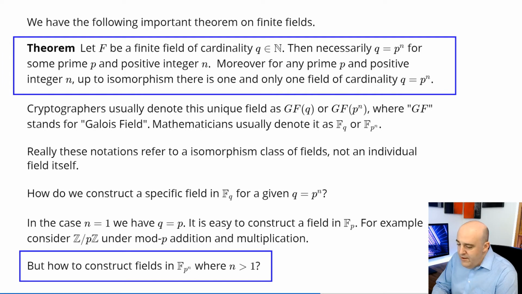We just take Z mod PZ. The integers mod P under addition and multiplication, that's a field of order P to the 1. So that's no problem. But when n is bigger than 1, how do we construct fields that have P to the n elements?